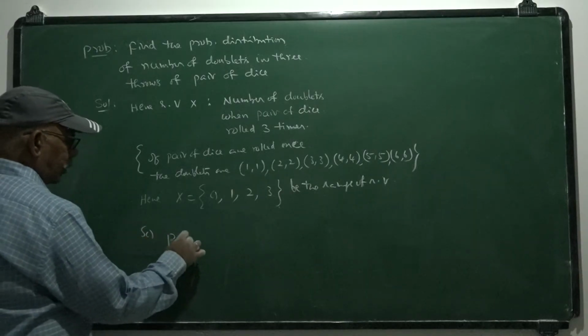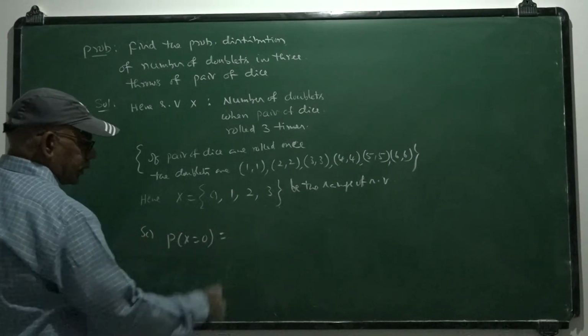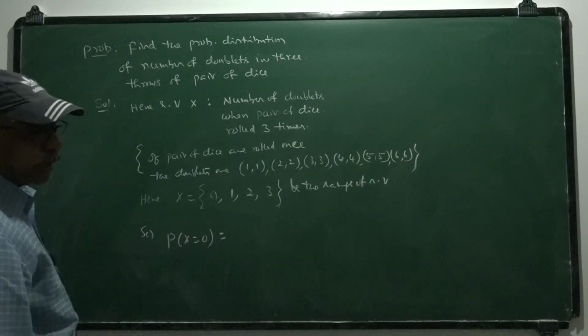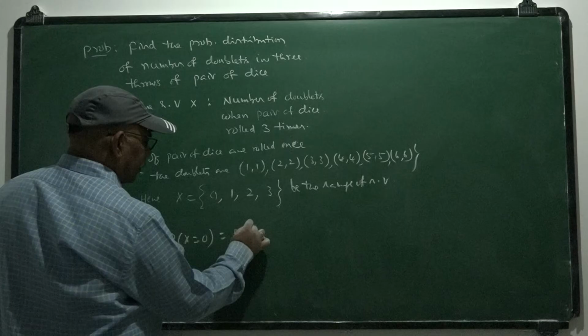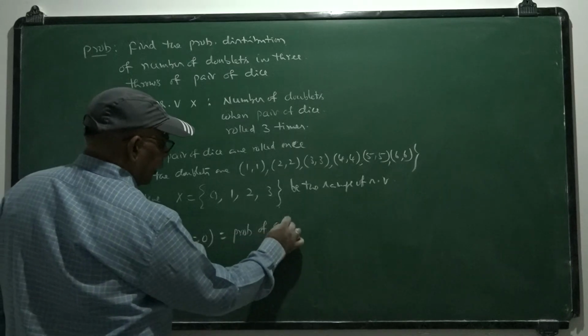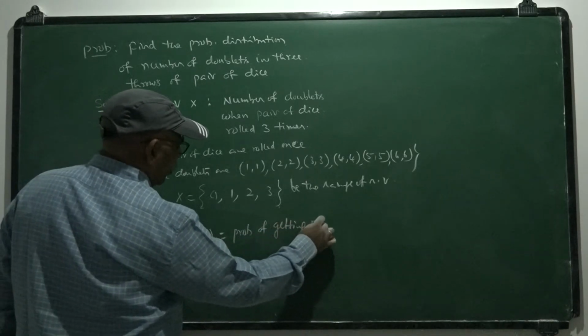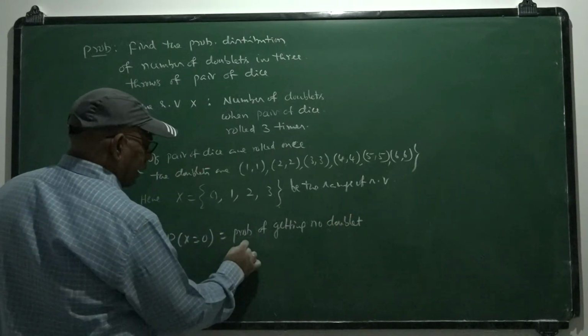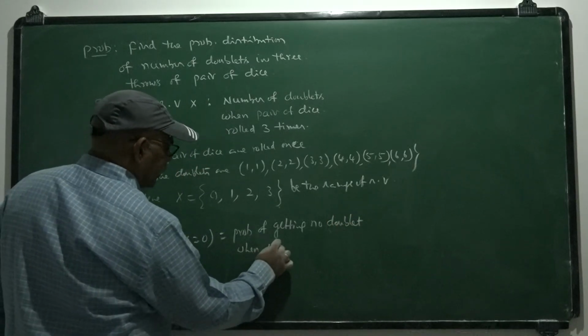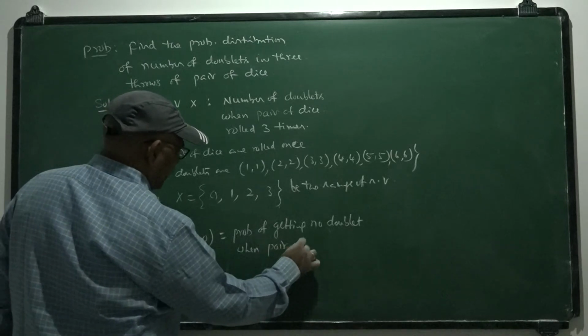So here the probability for x taking the value 0 means the probability of getting no doublet when a pair of dice is rolled thrice.